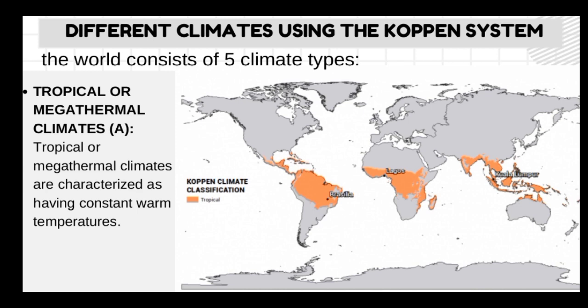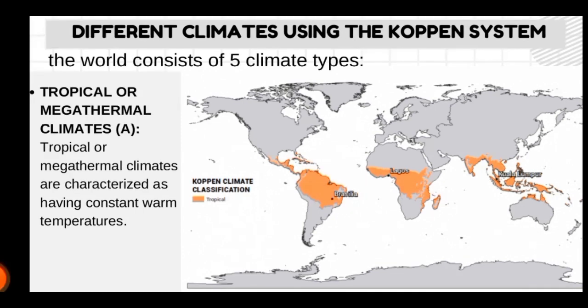Megathermal climates include the Amazon basin, many islands in Southeast Asia such as New Guinea and the Philippines, and the Congo Basin in Africa. Megathermal climates are classified into two: the tropical monsoon, Am, and the tropical wet and dry or savanna climate, Aw.